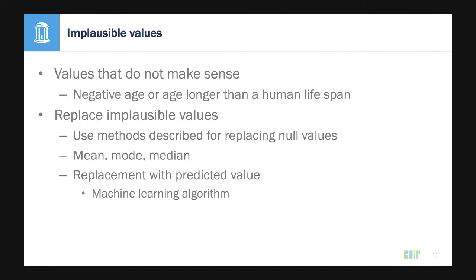Implausible values are values that do not make sense. An example of this would be a human with a negative age or an age over 120 years. Implausible values are dealt with in a very similar way as nulls. They are typically either replaced with a measure of center or replaced using a predictive algorithm. As with nulls, if the majority of the data is implausible, then the entire column should be deleted.